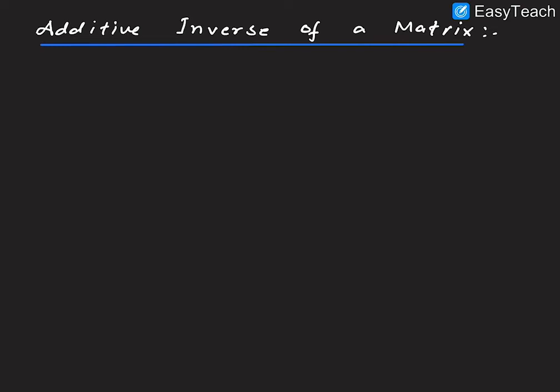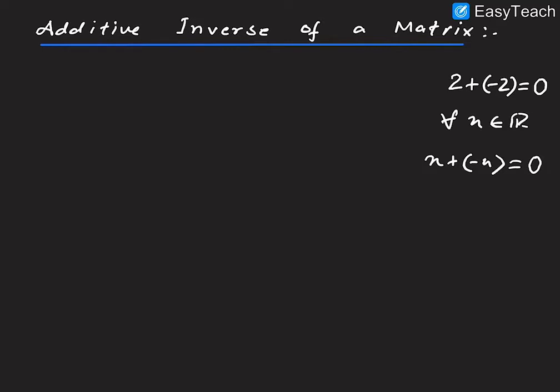Similarly, the additive inverse of a matrix. In real numbers, if there is a number 2, the inverse of 2 will be minus 2, so that you can get the additive identity, which is 0. You just need to change the sign of the number. 2 is the additive inverse of minus 2, and minus 2 is the additive inverse of 2. Both are inverses of each other. So for any real number x, if you add x and minus x, you will get the additive identity. This is for real numbers.